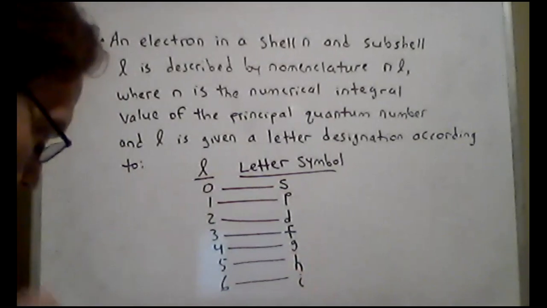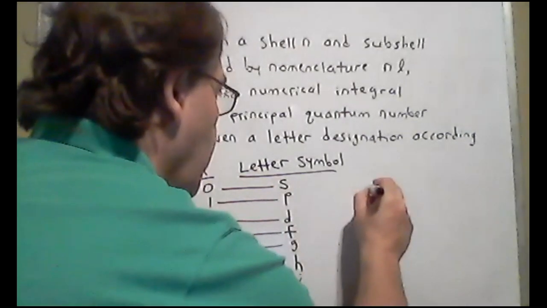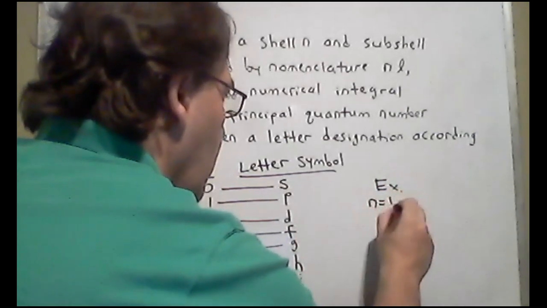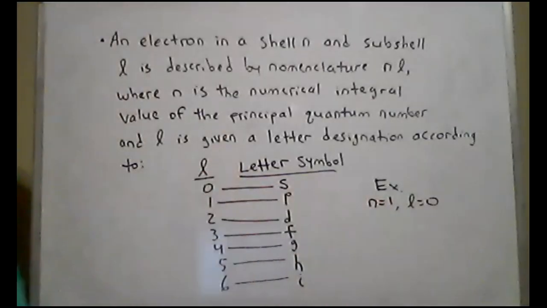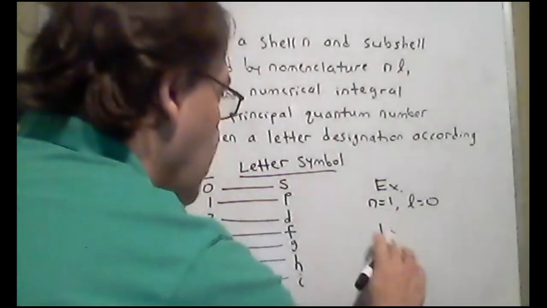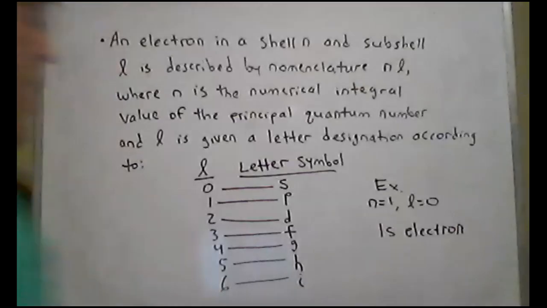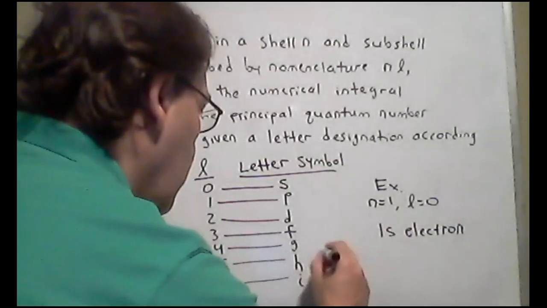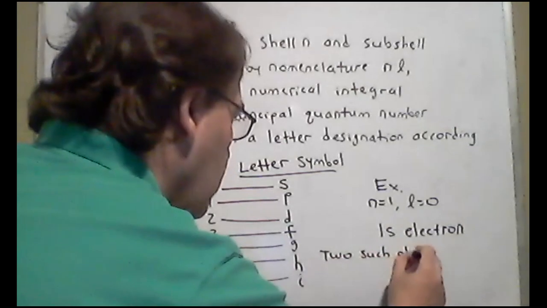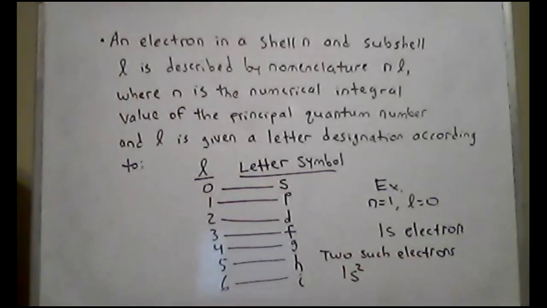For instance, if I'm looking at an n equals 1 state where L equals 0, it would be called a 1s electron. It's nL, so 1 for n, and 0 is s. An electron with n equals 1 and L equals 0 would be considered a 1s electron. If there are two such electrons, it'd be 1s2, two electrons with that state.